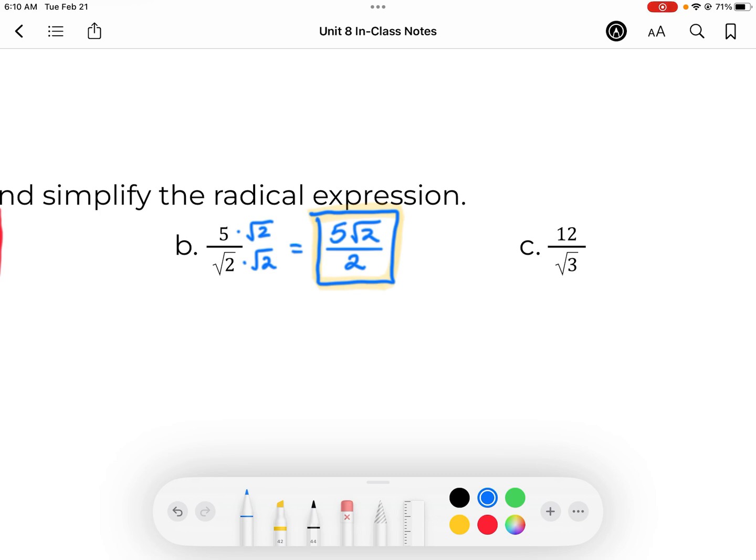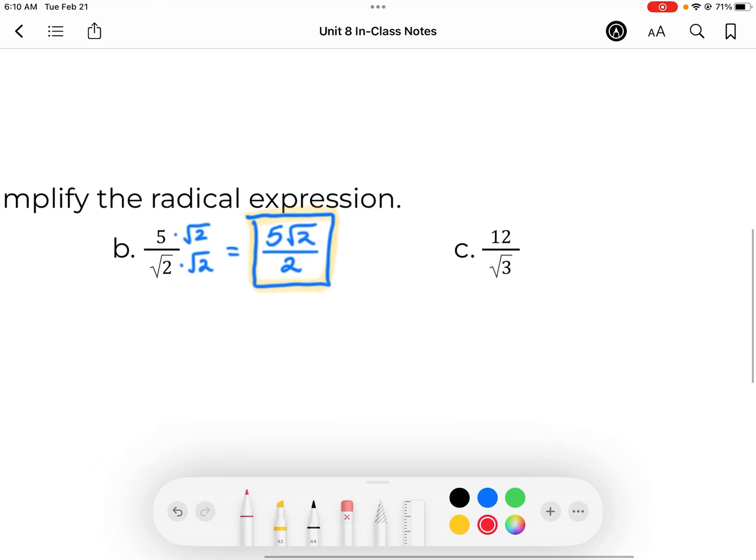All right, one more example. 12 and root 3 cannot be combined. This 12 is not a radical, and 3 is under a radical. But you need to notice the pattern. When there's a radical on the bottom of the fraction, we're going to multiply by that radical on top and bottom. On the top, those cannot be combined, so it has to stay 12 root 3. On the bottom, root 3 times root 3 is just 3. But this time, the 12 and the 3 do have a common factor, and they can be simplified. 12 does divide by 3 evenly.